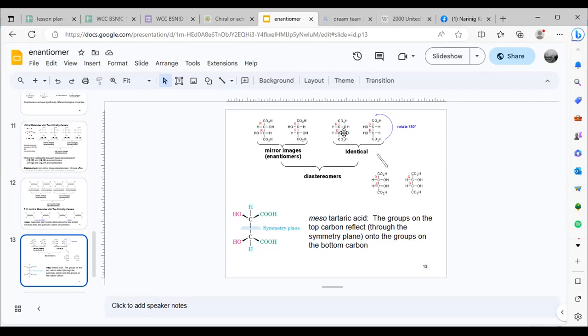The groups on the top carbon reflect onto the groups on the bottom carbon.